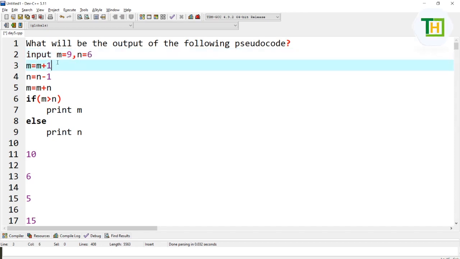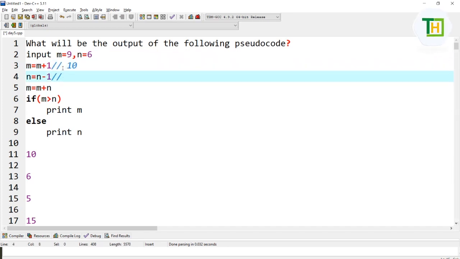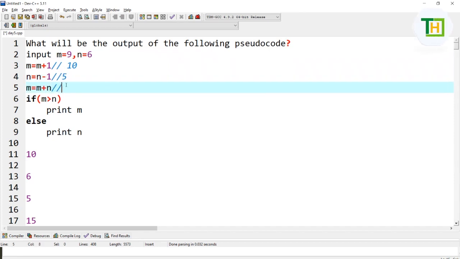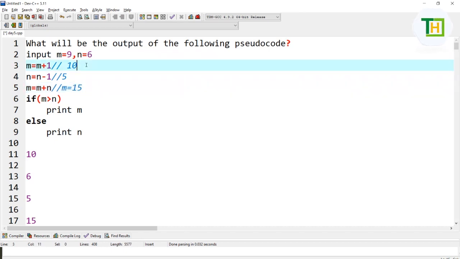Then M is equal to M plus 1. In the next line, M is equal to M plus 1. That indicates M is equal to 10. And N is equal to N minus 1. That indicates it is going to be 5. And both are going to be added. Then M is equal to 15 here. M is not now 10, it is going to be 15.